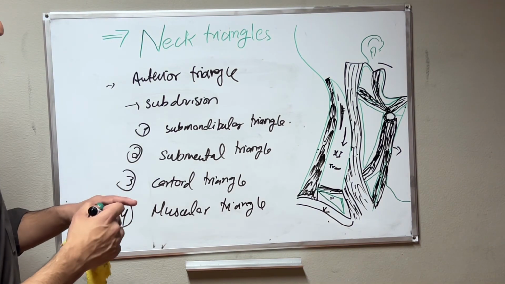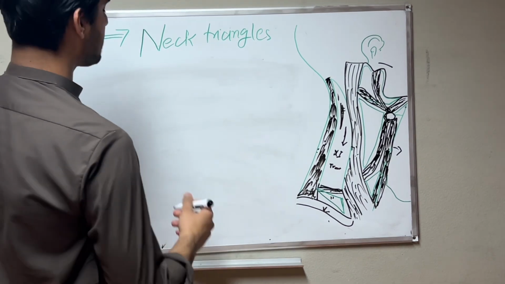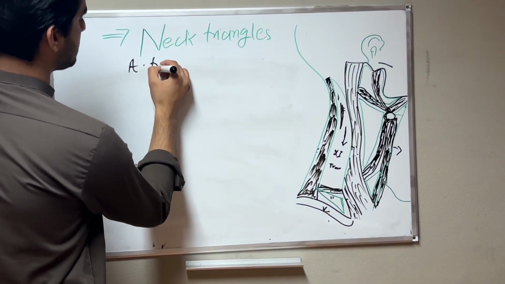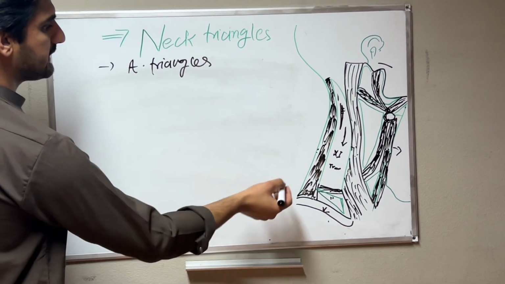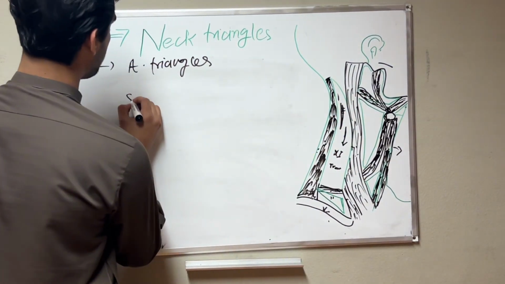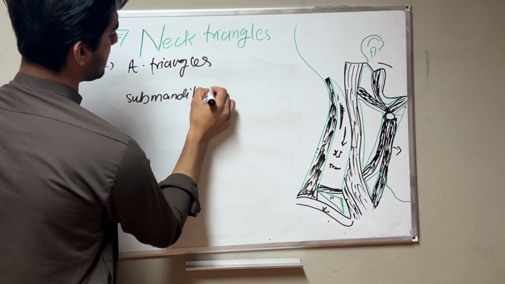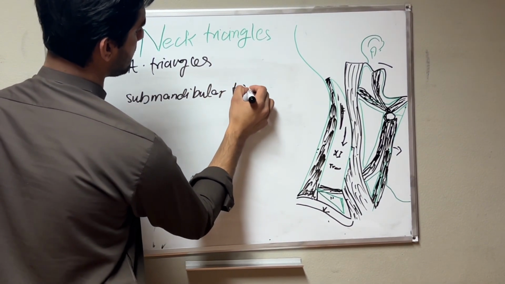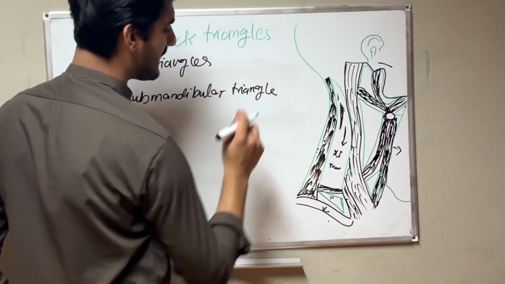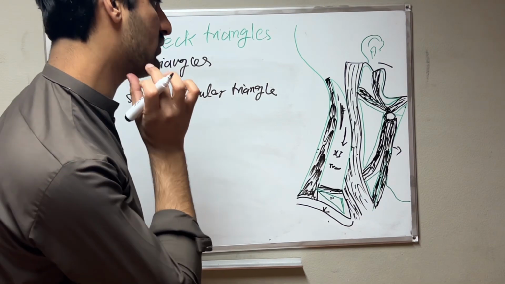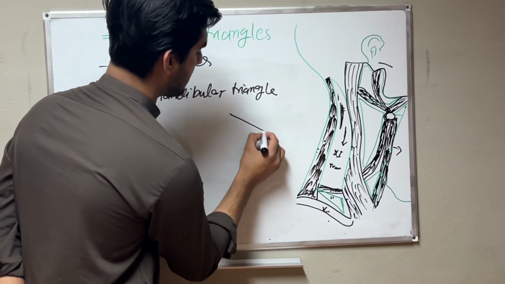Now we will discuss each triangle's boundaries. Here I will write the anterior triangles. First, in the anterior triangles, we will talk about the submandibular triangle, which I already showed. This submandibular triangle is paired, on both sides. Don't forget the submandibular triangles.